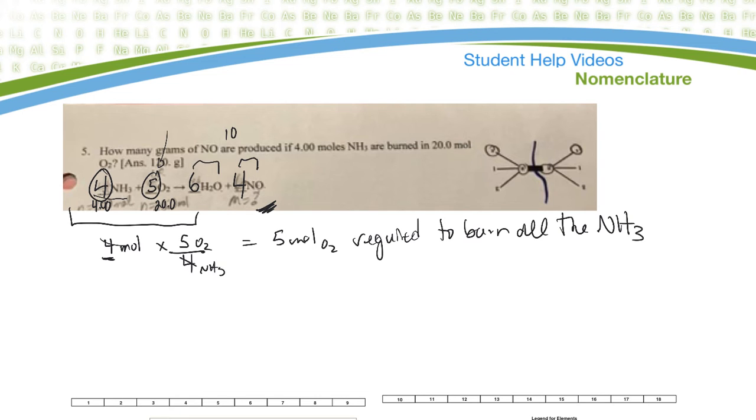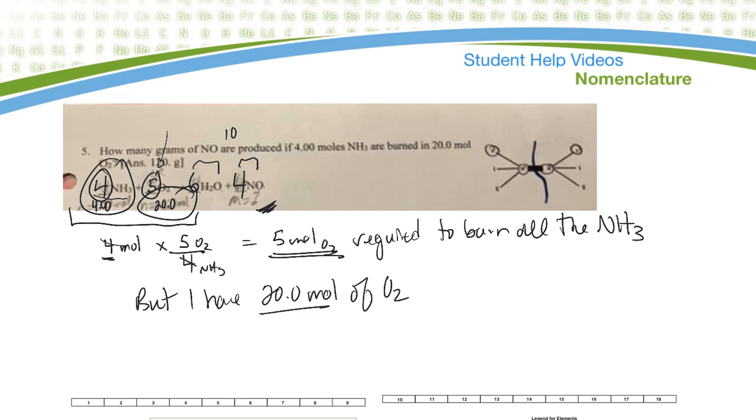Okay, but I look right here, I have 20 moles of oxygen. So I need 5 moles to burn up all this ammonia, but I've got 20. So oxygen I have way too much of. This is excess. So my limiting reactant will be this one here, the ammonia.